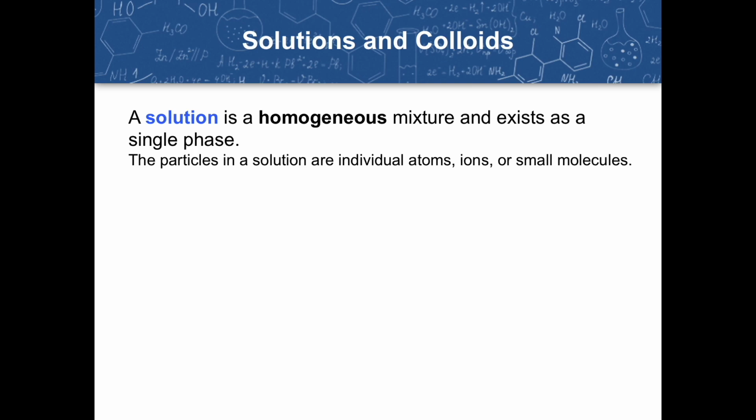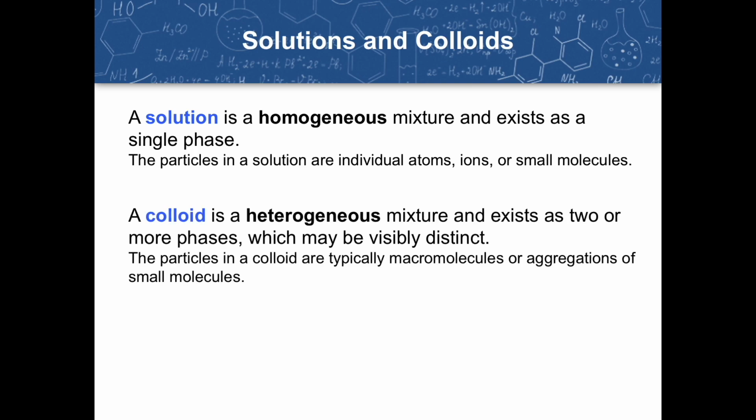So a solution is a homogeneous mixture and exists as a single phase, wherein the particles in a solution are individual atoms, ions, or small molecules. A colloid is a heterogeneous mixture and exists as two or more phases which may be visibly distinct. The particles in a colloid are typically macromolecules or aggregations of small molecules.